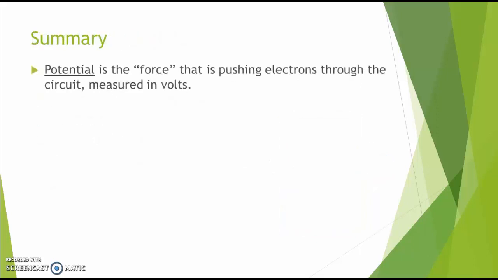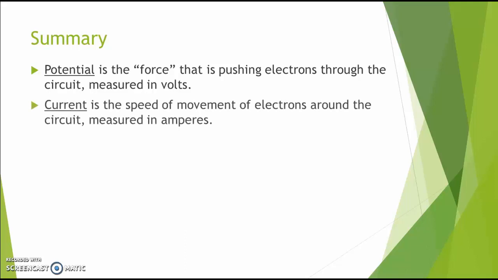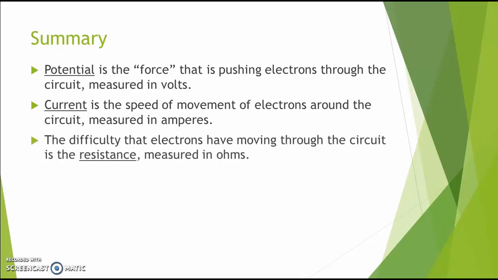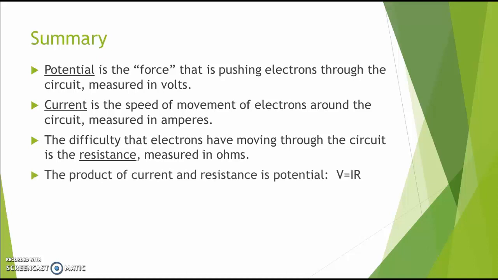Okay, let's sum up. Potential is the force that pushes electrons through a circuit, and we measure potential or potential difference in volts. Current's the speed of movement of electrons through the circuit, measured in amperes. And the difficulty that electrons encounter when they're moving through the circuit is the resistance, measured in ohms. Ohm's law states that the product of the current and the resistance is the potential, V equals IR, or I equals V over R.